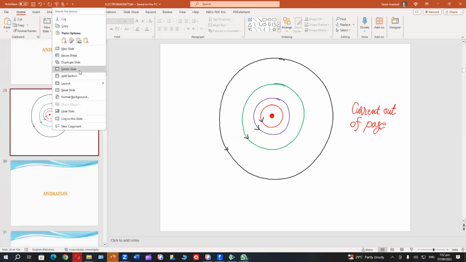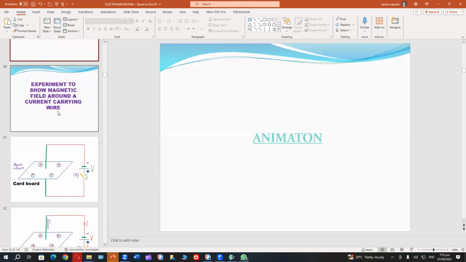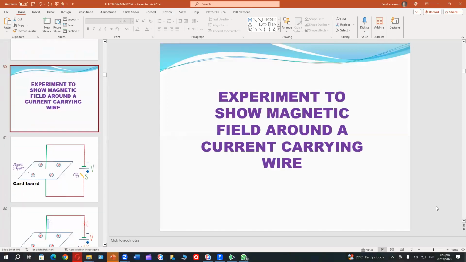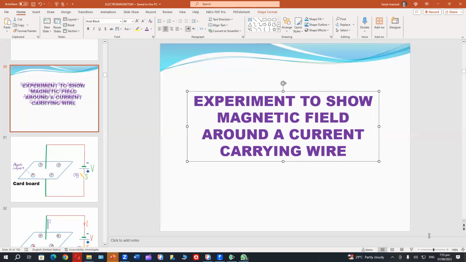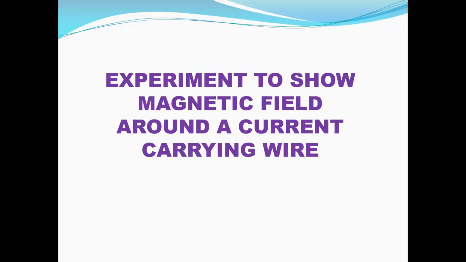Now, we have discussed this concept. Please give a new heading. Experiment to show magnetic field around a current carrying wire. You have to copy this screen.